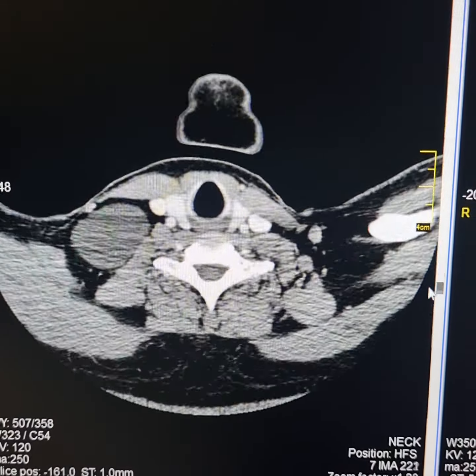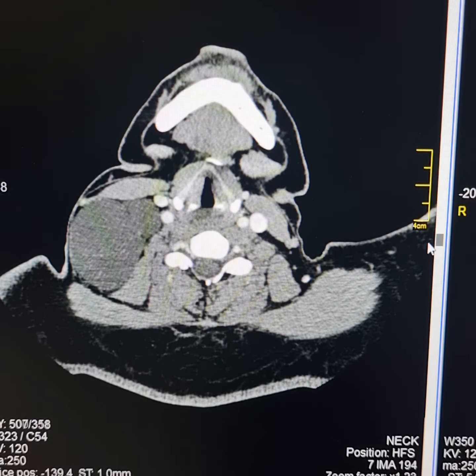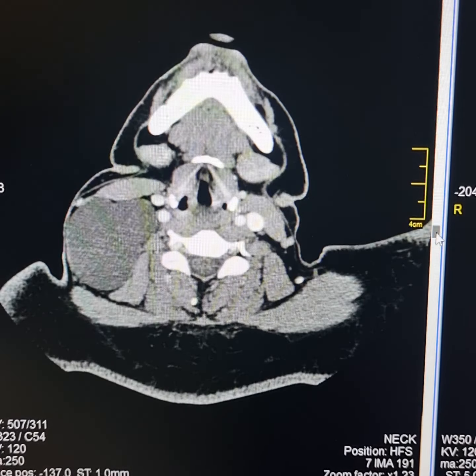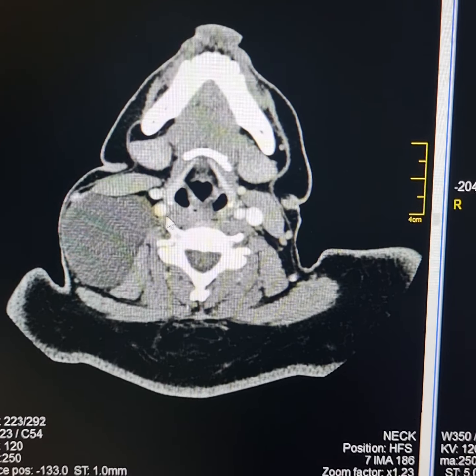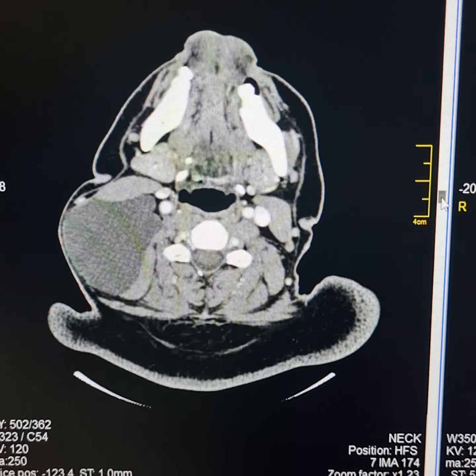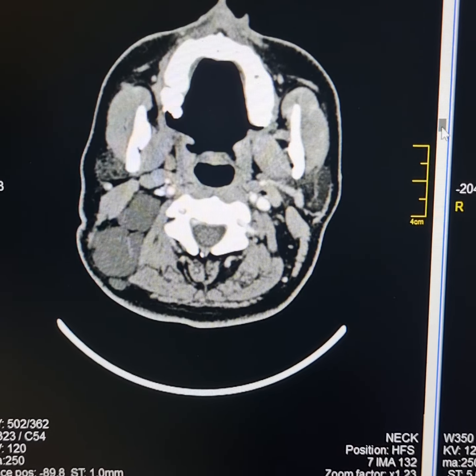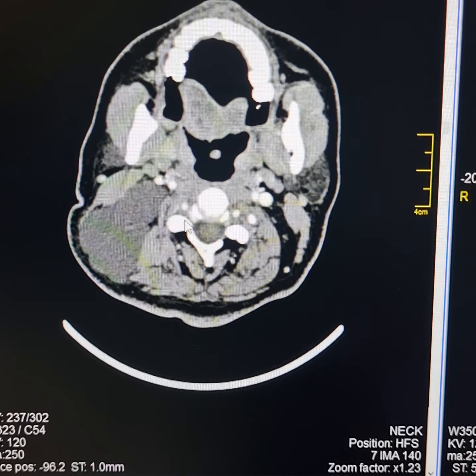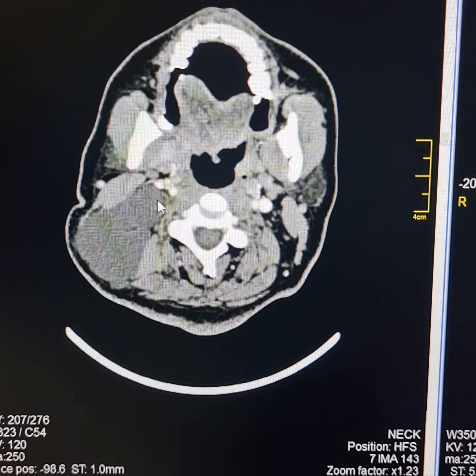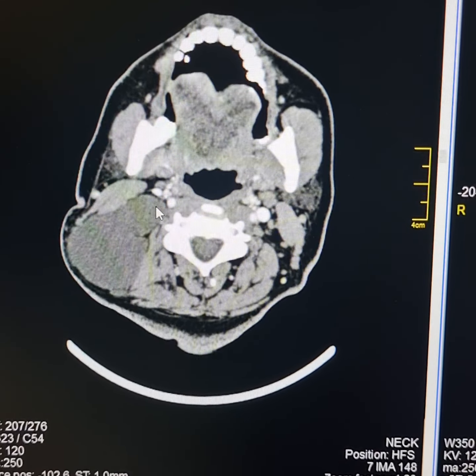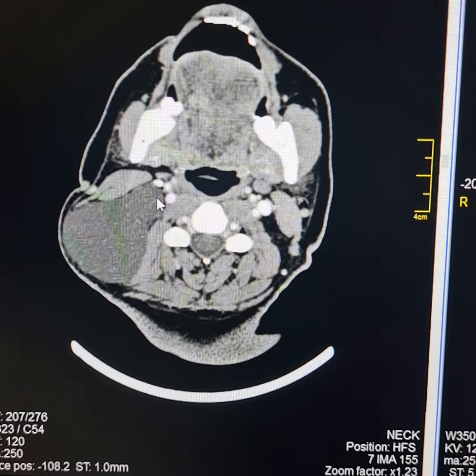Few internal separations are present. No solid component is seen inside it or along its walls. In its upper part, medially, it extends into the right parapharyngeal spaces at the levels of the oropharynx, hypopharynx, and larynx.